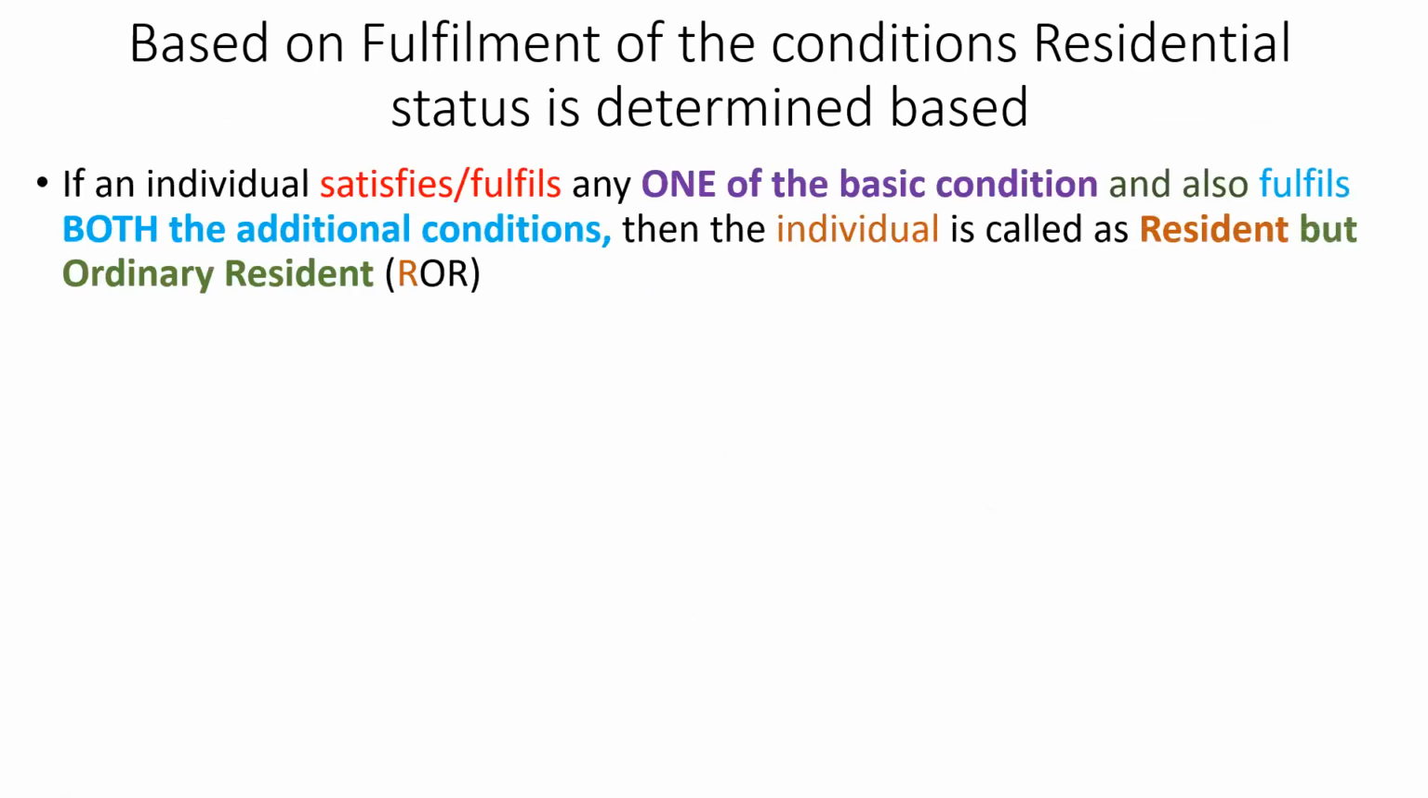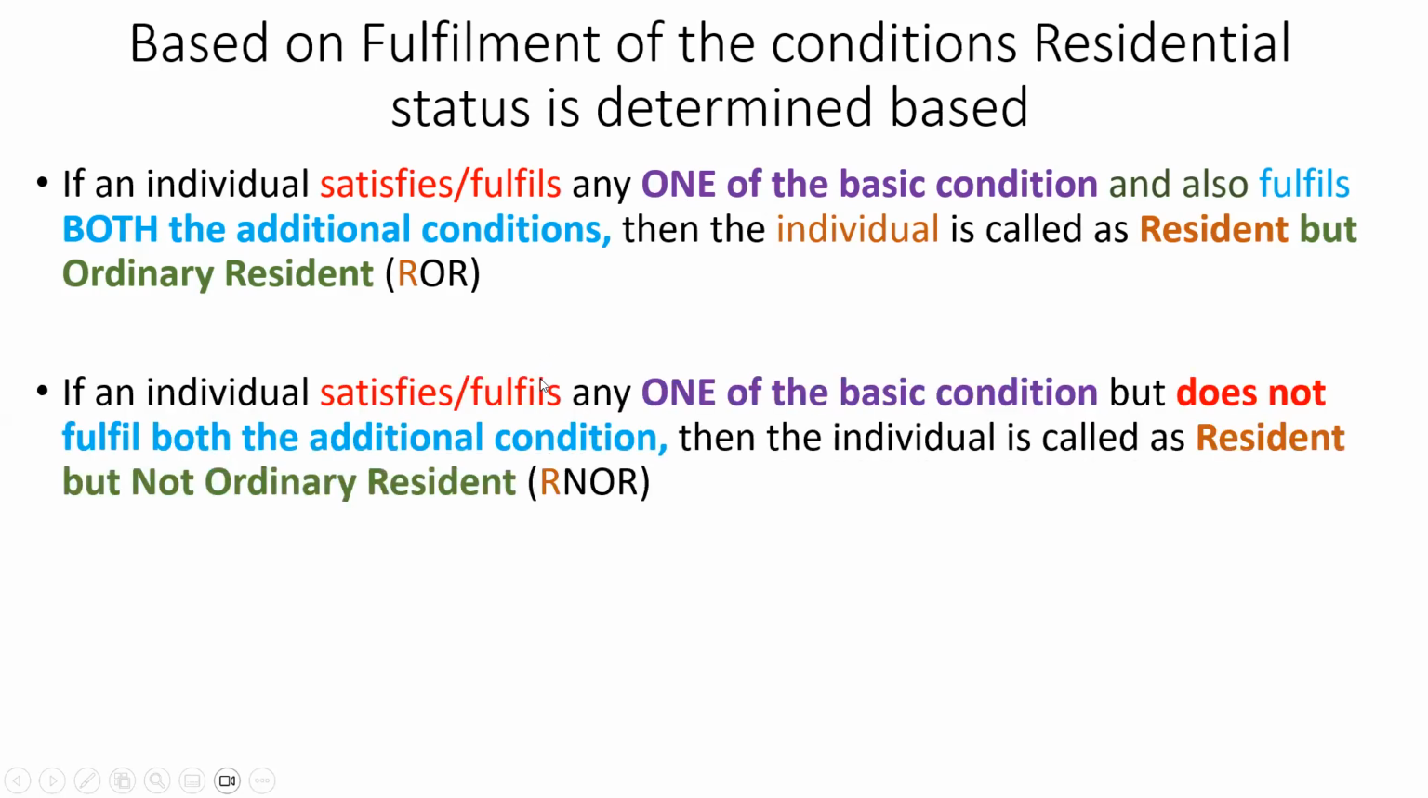Now, if an individual satisfies any one of the basic conditions and also fulfills both the additional conditions, then the individual is called a resident and ordinary resident. So to become a resident, he should at least satisfy one basic condition. If he satisfies one basic condition and fulfills both the additional conditions, he becomes a resident and ordinary resident. If an individual satisfies any one of the basic conditions and does not satisfy both the additional conditions, then the individual is called a resident but not ordinary resident.